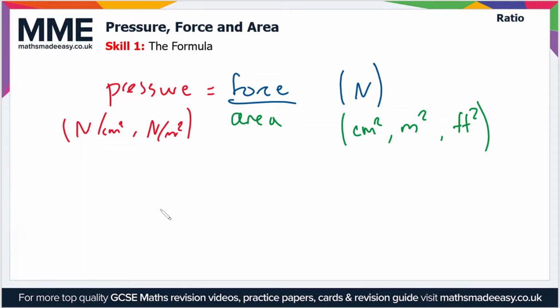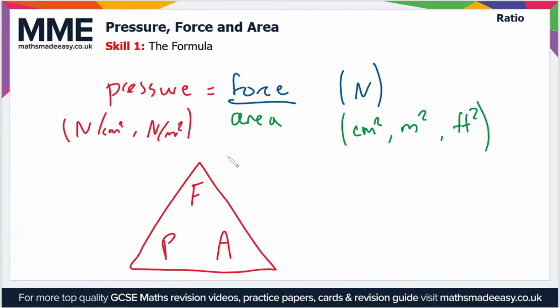But we can represent this equation in a triangle like so. So we have force on the top, pressure and area on the bottom. So if you want to work out the pressure, you divide the force by the area. If you want to work out the area, you divide the force by the pressure. And if you want to work out the force, you multiply the pressure and the area together. So the triangle should look like this. So let's move on and look at some examples to see this formula in action.